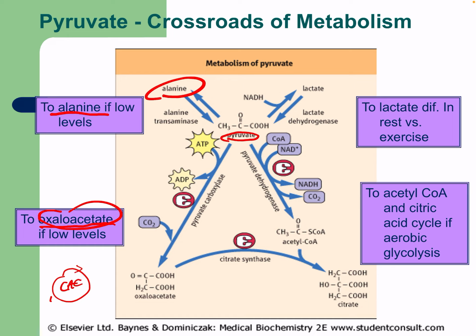We need it to keep working. So if we're low on oxaloacetate, we can put it in. Then it merges with citrate synthase, becomes citrate, and then the citric acid cycle. It can also become acetyl-CoA in the citric acid cycle if aerobic, so that's our O2 being present. And then it can also go to lactate in rest versus exercise, so again, that high intensity exercise.